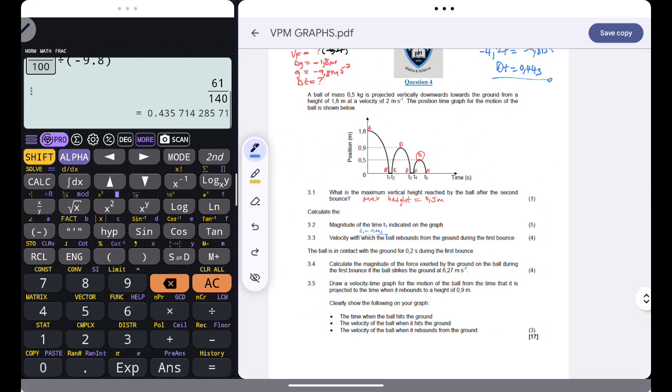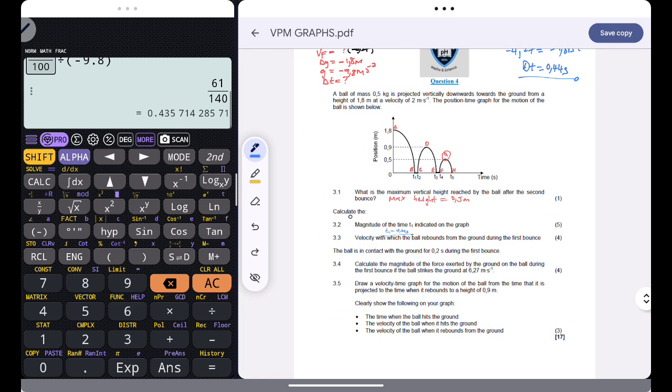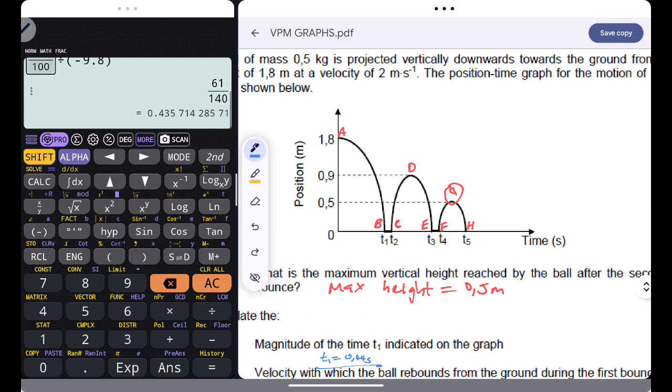Okay. And now they want us to calculate the velocity with which the ball rebounds from the ground during the first bounce. They want us to find the velocity of the ball at position C. Are we together? Okay, what do you know about this entire part over here? I know that points C and E are symmetrical about point D. Are we together? Which simply means that the velocity with which the ball will leave the ground is the same velocity with which the ball will return to the ground.